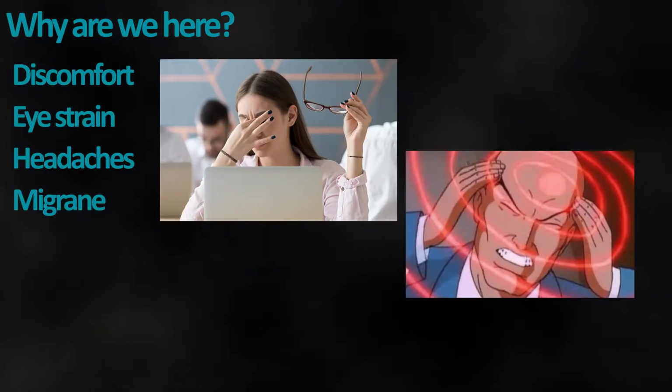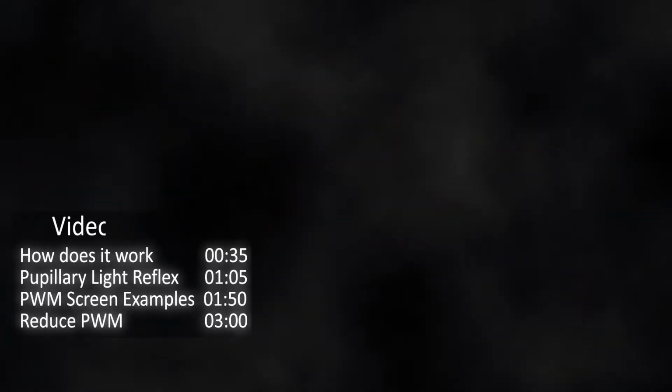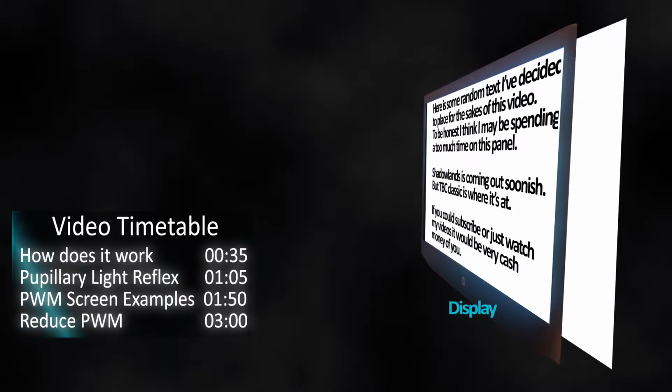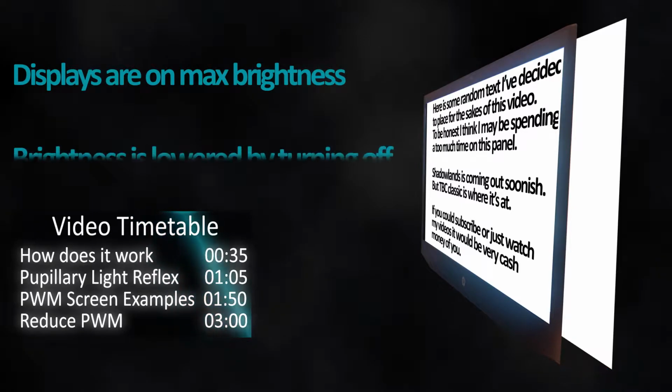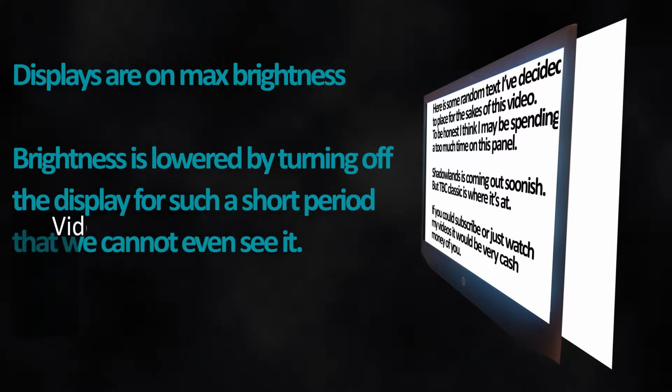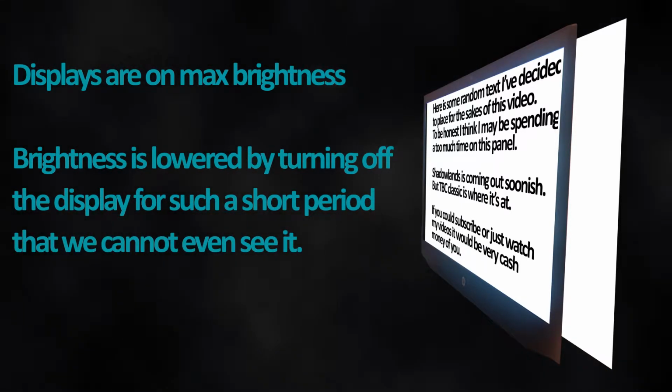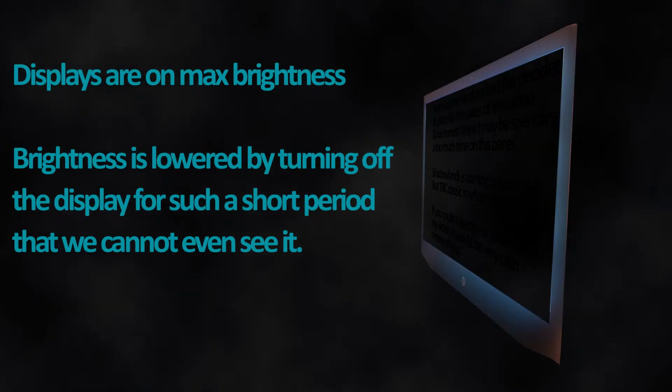The thing is, PWM can cause discomfort, eye strain, headaches and migraines. Let's explain the mechanics and then show it live. As I've said, most displays use PWM. These types of displays have a backlight that is always on maximum brightness. In order to lower the brightness, we won't decrease the light intensity by reducing the voltage, but rather turn it off entirely. And then turn it on again. And repeat the cycle really quickly, up to the point where we can't see the flicker anymore.